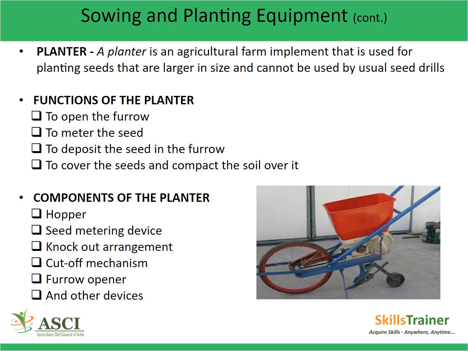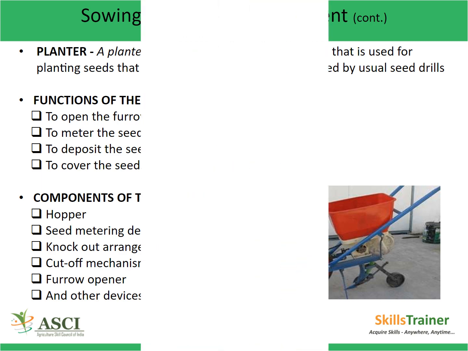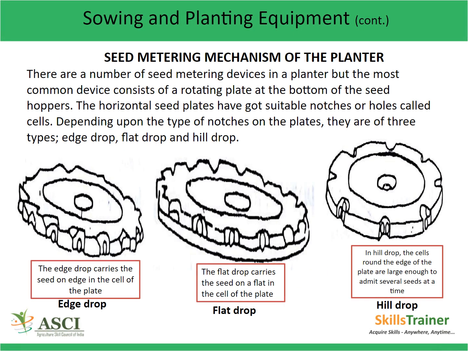Components of the planter: hopper, seed metering device, knockout arrangement, cut-off mechanism, furrow opener, and other devices. Seed metering mechanism of the planter. There are a number of seed metering devices in a planter, but the most common device consists of a rotating plate at the bottom of the seed hoppers. The horizontal seed plates have suitable notches or holes called cells.